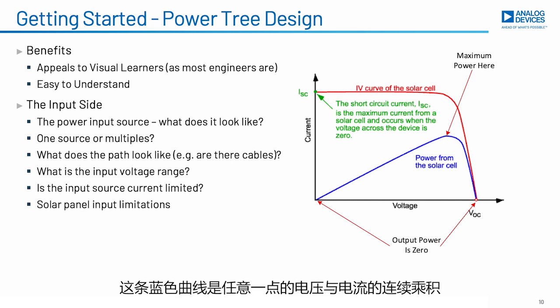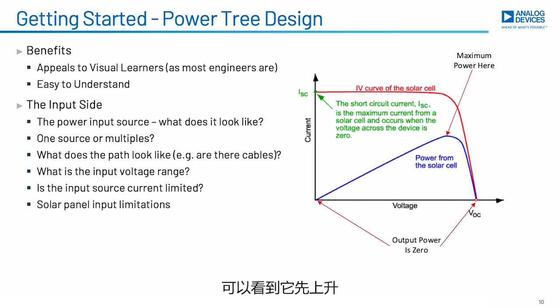And so this blue curve is a continuous multiplication of the voltage at any point times the current. And you can see it rises up. And then right here, there's sort of a peak level. And so this is called the peak power point, or the maximum power point. And notice that that's not at the highest current level. The current has dropped a little bit, but we still have lots of voltage. And so that's why we get the peak power.